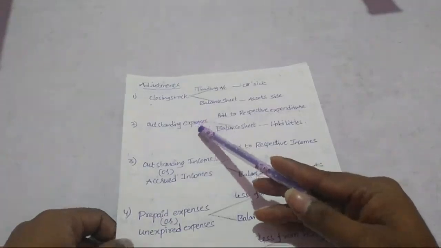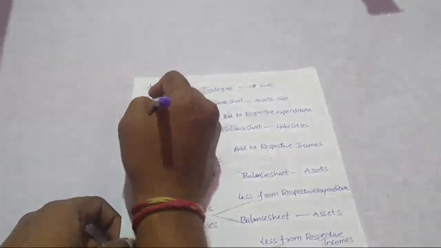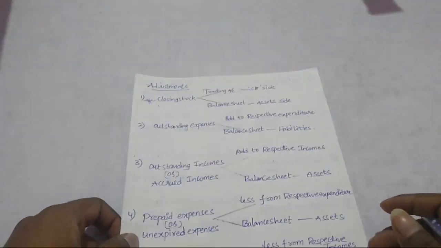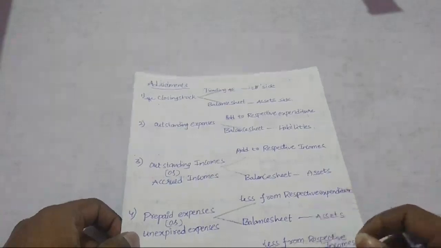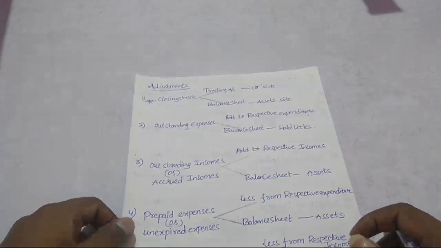Next important adjustment is outstanding expenses. Guys, this closing stock is a compulsory adjustment. In every problem you will find this closing stock. So obviously 1 mark is counted for your final exam. Now let us go through the second adjustment, that is outstanding expenses.